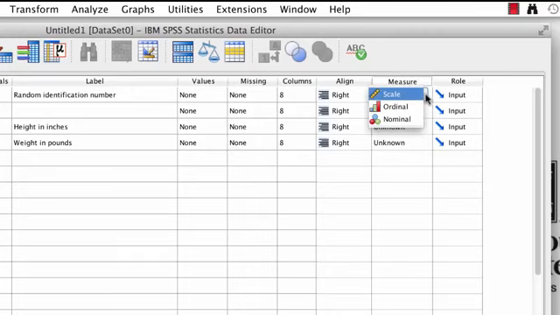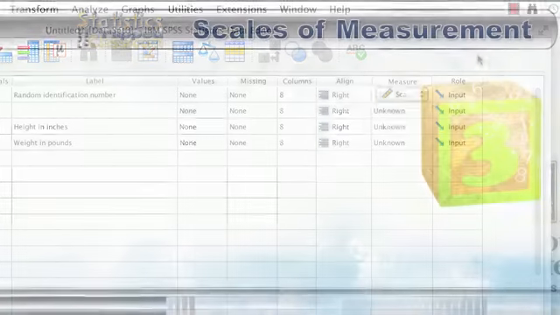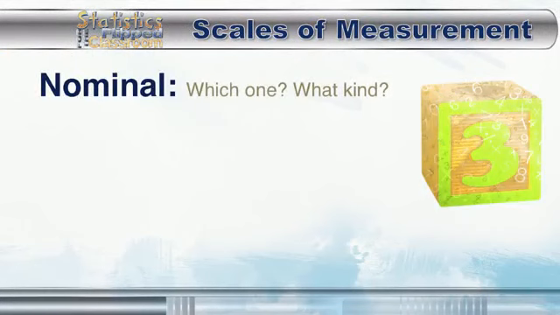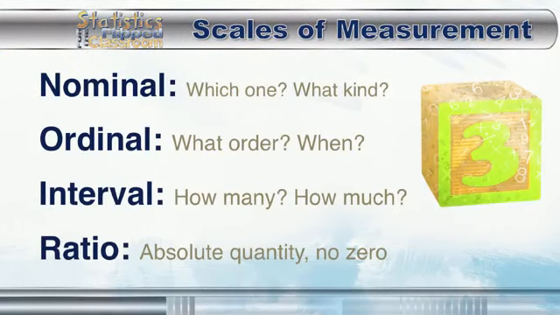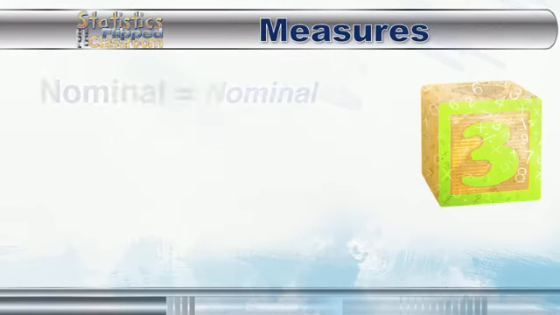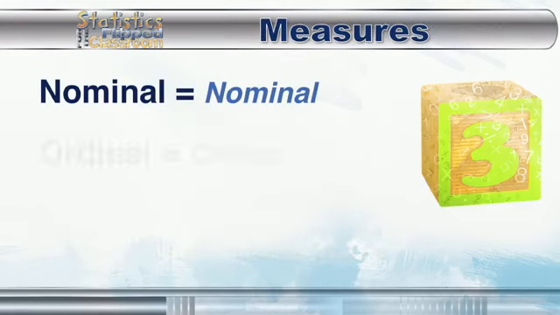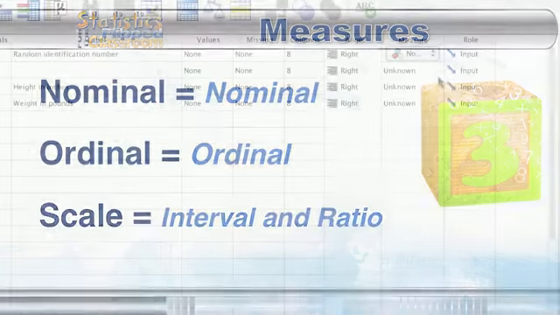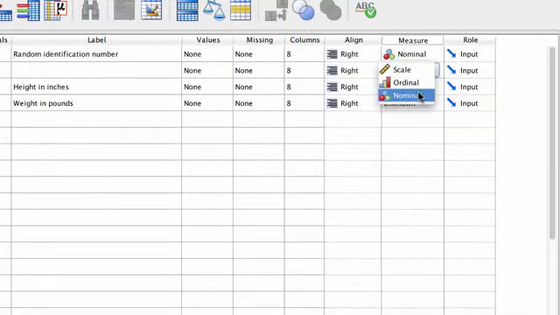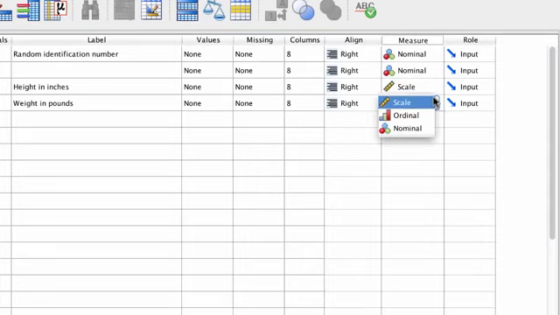Measure specifies the scale of measurement that you will be using. Now, any statistics textbook will tell you that there are 4 scales of measurement: nominal, ordinal, interval, and ratio. So in SPSS, measure nominal is called nominal. Ordinal is called ordinal, but interval and ratio are both called scale. Both of these variables are nominal. We'll leave these two set to scale.